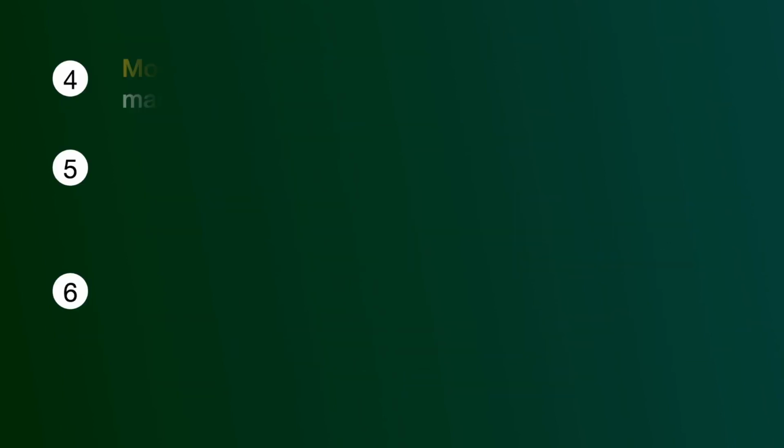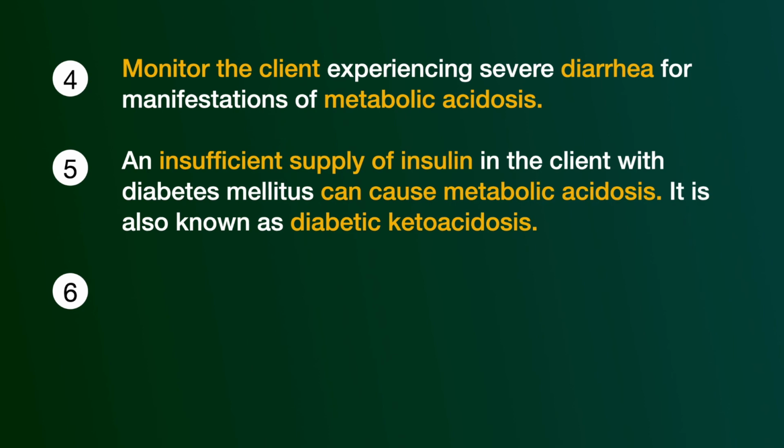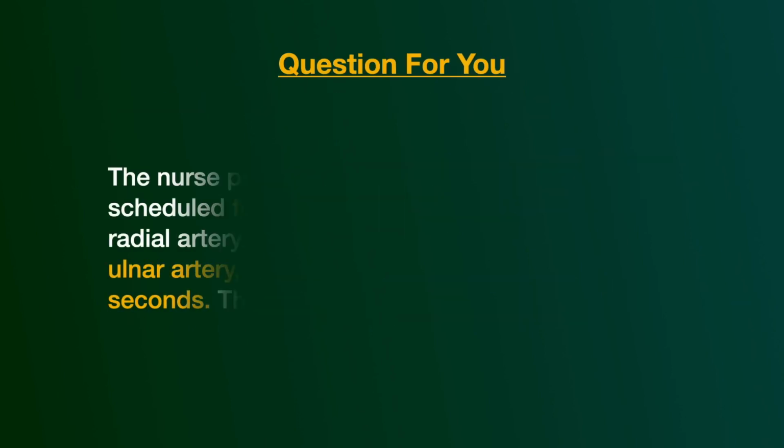Point number 4. Monitor the client experiencing severe diarrhea for manifestations of metabolic acidosis. Point number 5. An insufficient supply of insulin in the client with diabetes mellitus can cause metabolic acidosis. It is also known as diabetic ketoacidosis. Point number 6. Monitor the client experiencing excessive vomiting for manifestations of metabolic alkalosis due to the loss of hydrochloric acid from the stomach. So now there is a question for you for critical thinking.